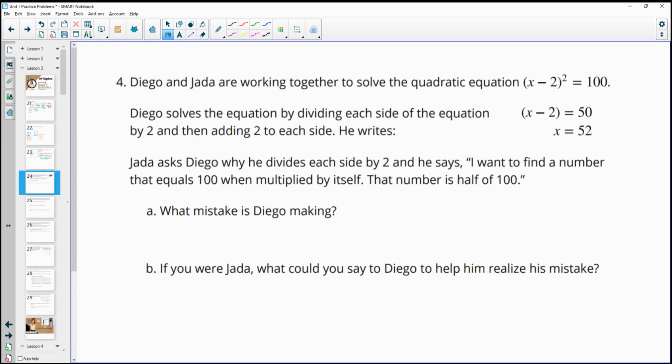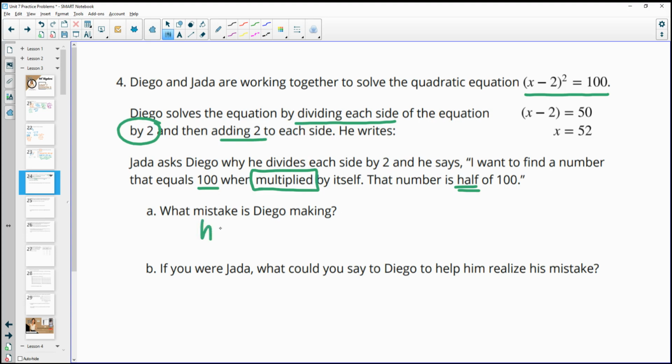Number 4, Diego and Jada are working together to solve this quadratic equation. Diego solves the equation by dividing each side of the equation by 2 and then adding 2 to each side. So he writes this. So he divided by 2, and then he added 2 to get rid of that -2. So Jada asked Diego why he divides each side by 2, and he says, I want to find a number that equals 100 when multiplied by itself. That number is half of 100. What mistake is Diego making?